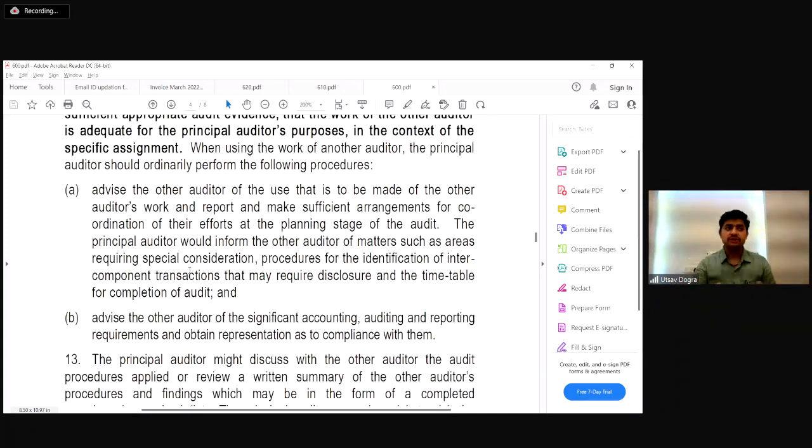So the time frame must be given, and the audit report format has also sometimes been given, or the formats for giving your audit plans have also been given. So the principal auditor can give that as well. He is doing all such things just to place his reliance upon the auditor and the work that has been performed by the other auditor.